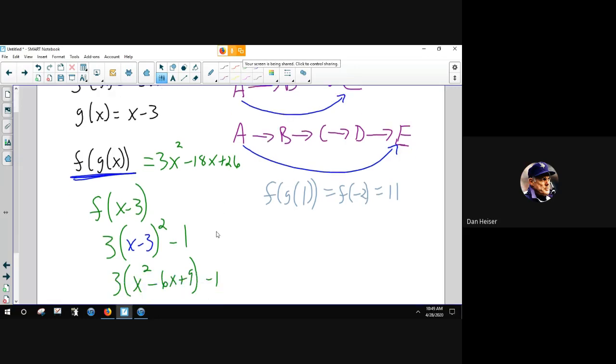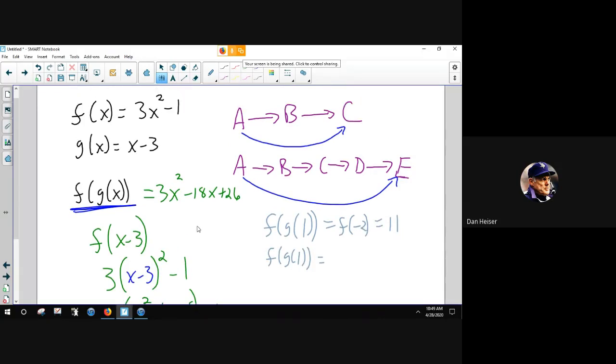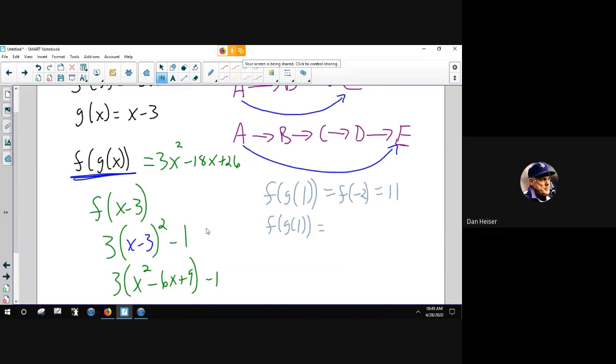Now I'm going to find f of g of 1 using this formula. If I get the same answer twice, we're good. If I get a different answer, well, then something got messed up down here in my work. So let's hope this works. Using the formula that we just found, plug 1 in for x in every spot and see what happens. So we get 3 minus 18 plus 26. Yeah, it checks.